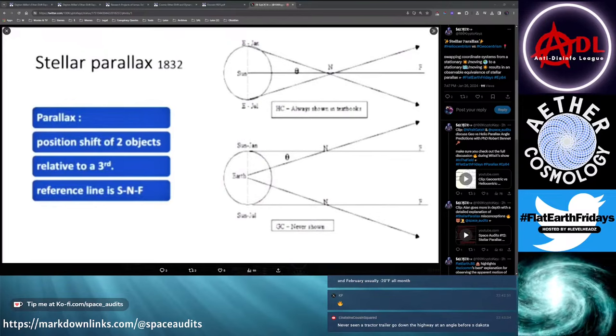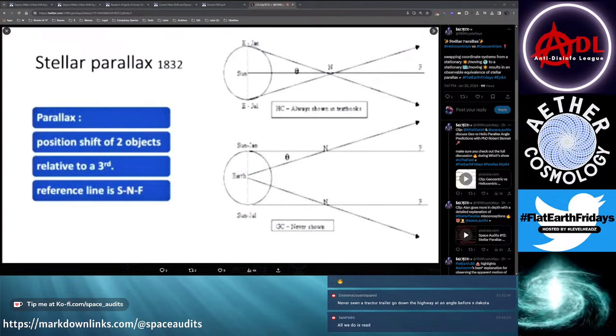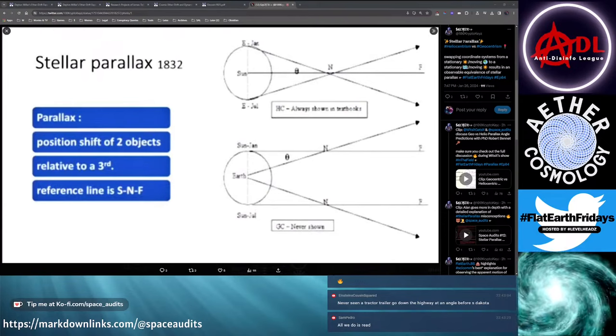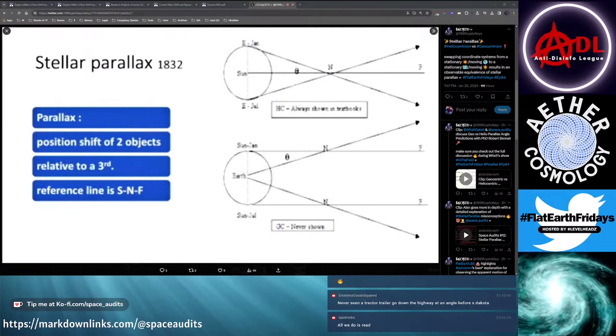When we're talking about parallax, they always give this example: hold a finger in front of your face and close one eye, blink it, then close the other eye and blink it, and you can see your finger move, but it's just an apparent position that's moving. It's not really moving. So that's parallax. They're saying this is what's happening in the sky, that there's a displacement of stars in the foreground relative to the background.